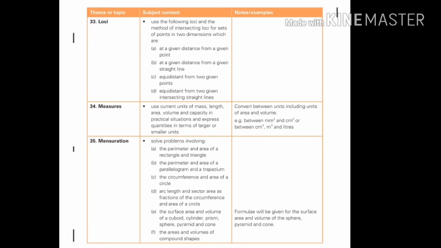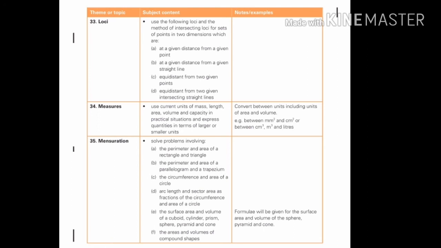Chapter number 33 is locus, or loci. It covers the use of loci and the methods of intersecting loci for sets of points in two dimensions which are: B, at a given distance from a given point; C, at a given distance from a given straight line; D, equidistant from two given points; and E, equidistant from two given intersecting straight lines.